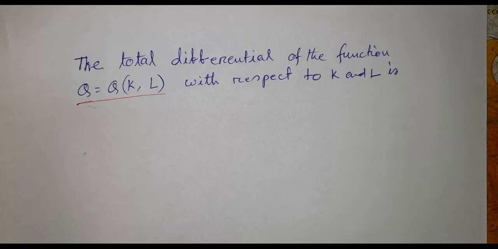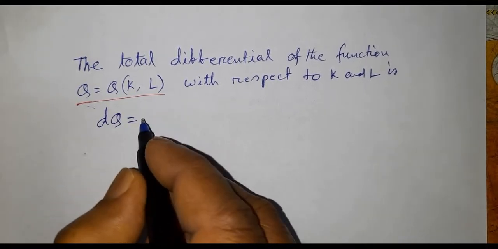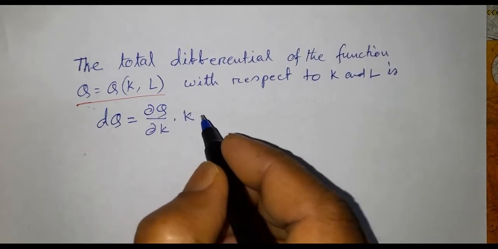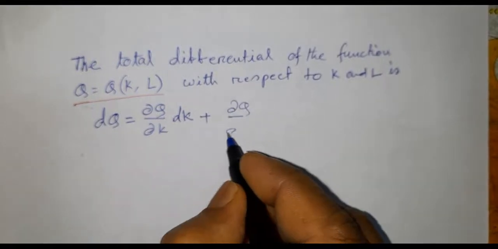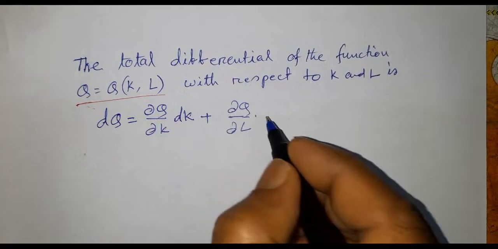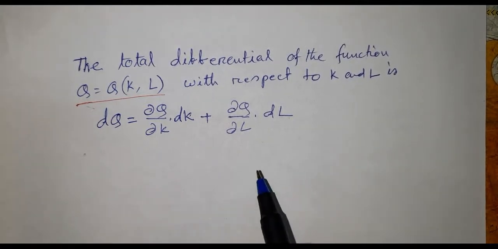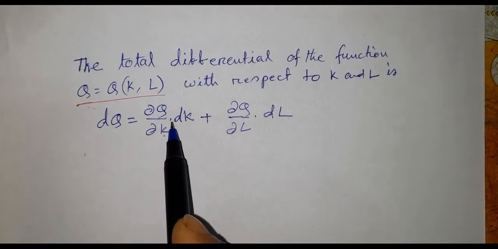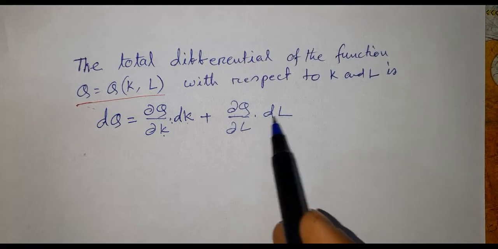Now, the total differential of the function Q, where Q is a function of K and L, is dq equal to del q by del k into dk, plus del q by del l into dl. So this is called the total differential of this function, where dq is equal to partial derivative of q with respect to k into dk plus partial derivative of q with respect to l into dl.